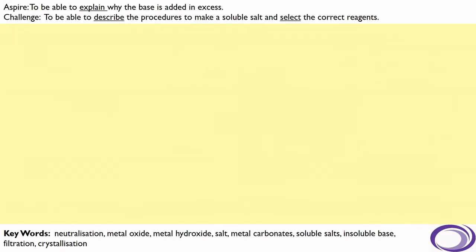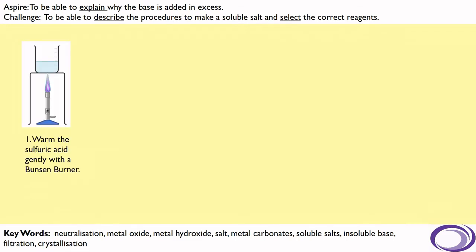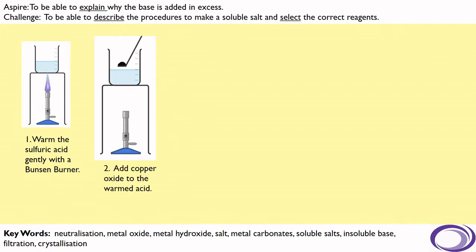So the first thing we would do for this reaction is we would warm the sulfuric acid gently to increase the rate of the reaction. Now we don't want to boil the acid, we just want to warm it so it reacts faster. And once we've warmed that, we'll turn off the Bunsen burner. And then we can add copper oxide to that heated acid and stir it. And we continue to add that copper oxide until it's in excess, which means it's no longer dissolving into that acid, which means all of the acid has reacted.